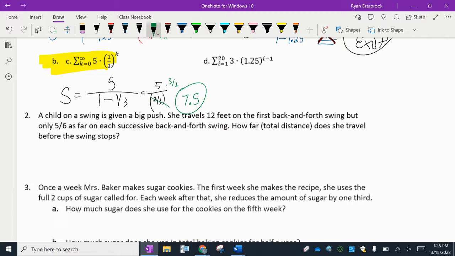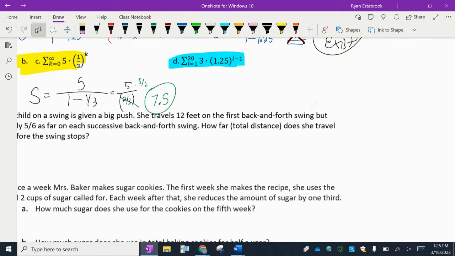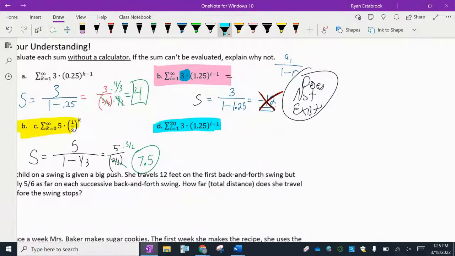Okay, letter D. Is this one possible? It's possible. It's not too definitive. I don't want to call it a trick question, but pay attention to the details. Look at the pink and look at the blue. They're almost the same equation, right? What is the subtle little difference? It's 1.20, only to 20.